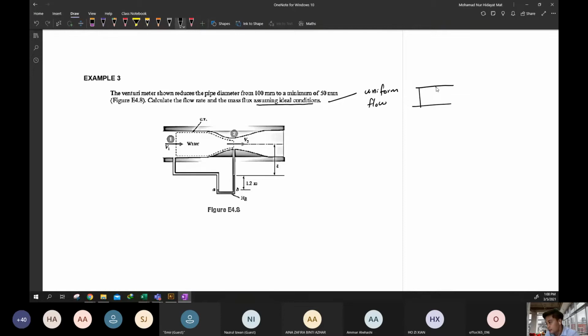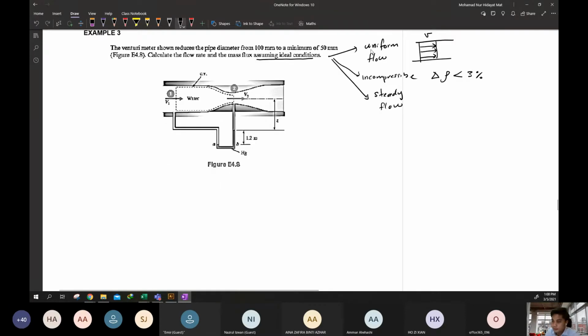The velocity is uniform across the section. Then it is incompressible, meaning the change of density is less than 3%. And finally, it is steady flow: there is no change of property over time. These are the three assumptions. The question asks us to find the flow rate.